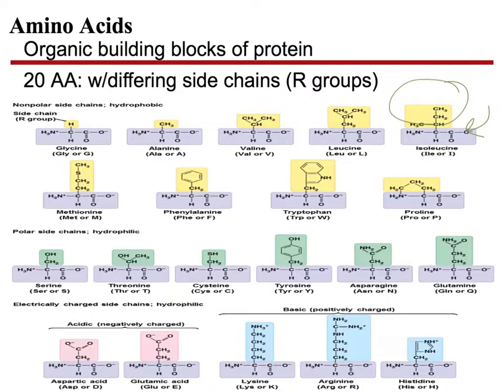You'll notice some of these side group chains are nonpolar, or hydrophobic, in the yellow, and then we do have some that are polar. But it is basically the difference of those R groups that gives us the 20 different amino acids, and the combination of those 20 different amino acids gives us all the different types of protein we see, whether it's bone or muscle or hair or fingernail or the cornea of your eye.